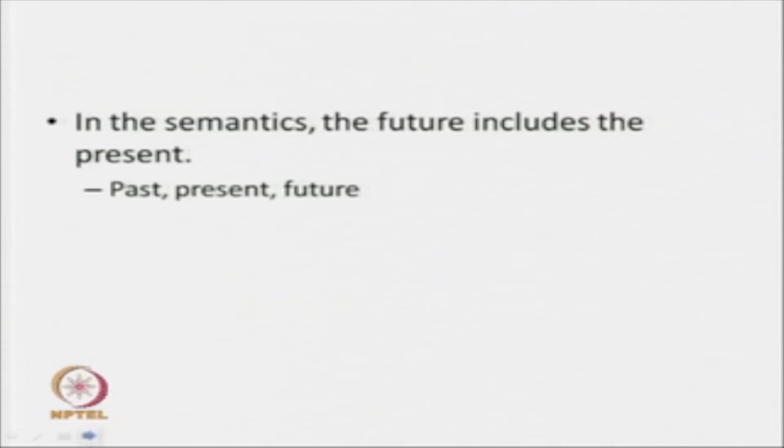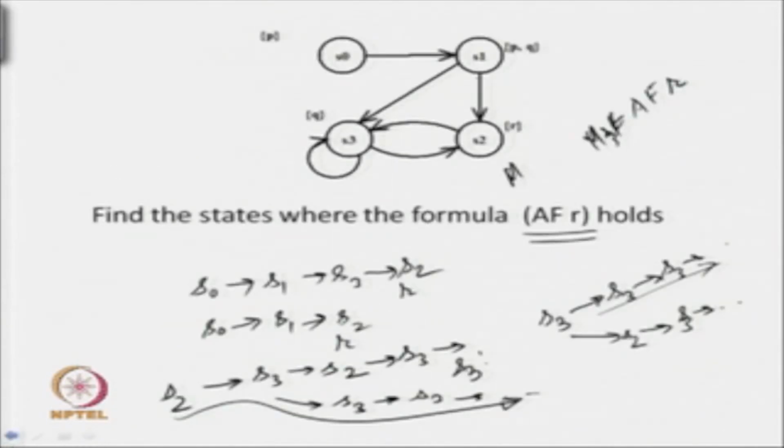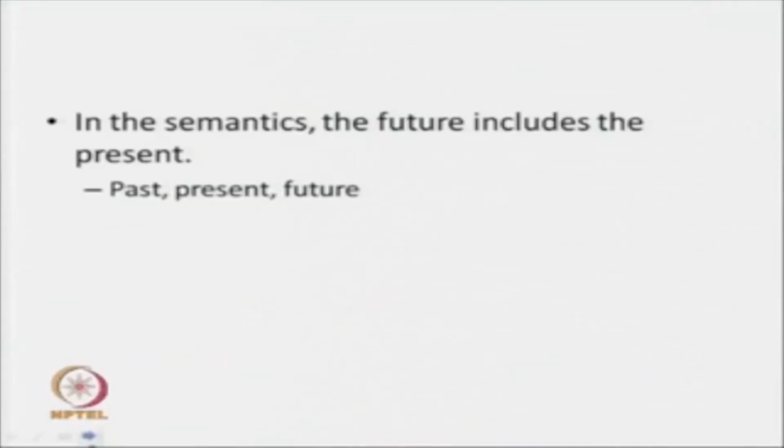Now, we are going to talk about the timing behavior of our system. If you look into the timeline, we basically have three tenses: past, present and future. If we are in a present state, then we can reason about what happened in the earlier stage of the past, or we can try to reason about what is going to happen in the future. But now I am in the present state. We have three distinct things: past, present and future. But the way we are defining the semantics of CTL, it says that the future includes the present.